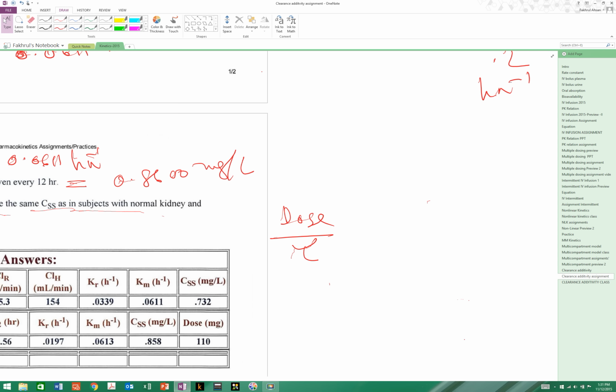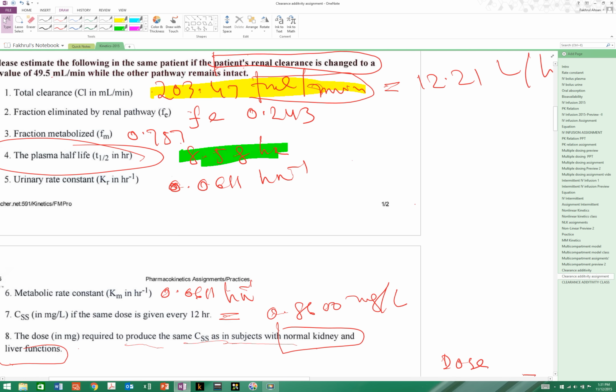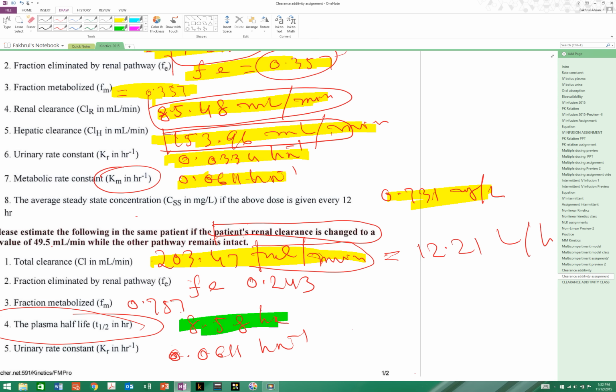Here is normal kidney and liver function, and all the data we have used previously are normal kidney function. Now dose divided by tau, we have to calculate this: C average times CL divided by F. So first we have to calculate the dosing rate. If you know the C average of a healthy individual, what was the C average? This was the C average for a healthy person.